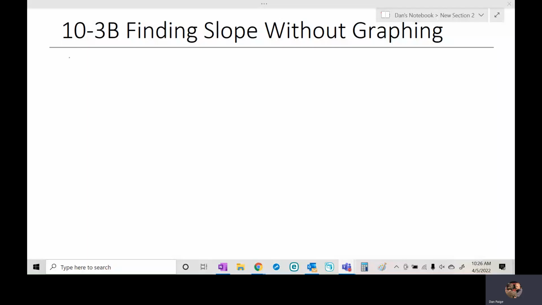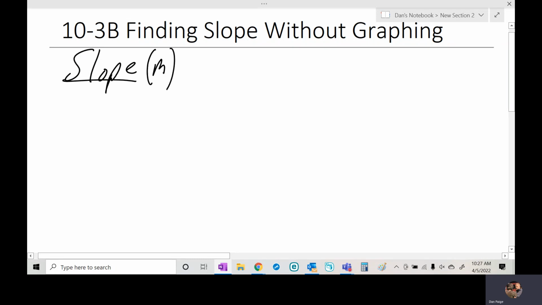We've talked about slope already. Anyone remember the letter we use for slope? M. Does anyone remember why we think it's the letter M? That's right. The French word for slope starts with an M, and they're the ones who popularized this type of math a couple hundred years ago.